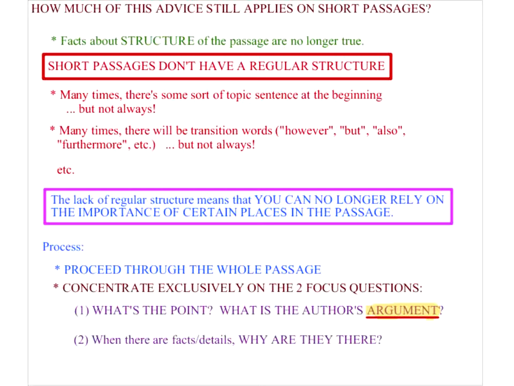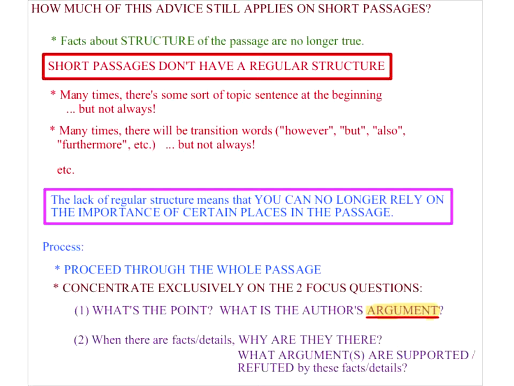What arguments are supported or refuted by these facts or details? In other words, you're not supposed to really remember what the facts were, because at the end of the day, you don't really care. But you do care what those facts are doing as far as the way they affect the argument goes.